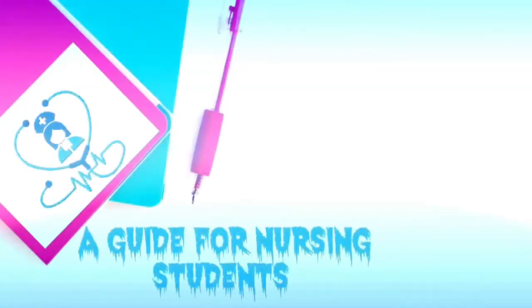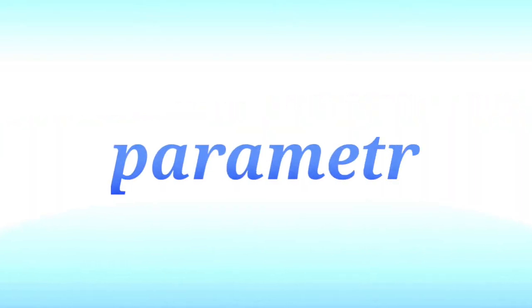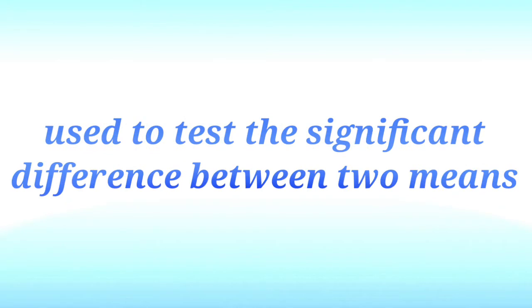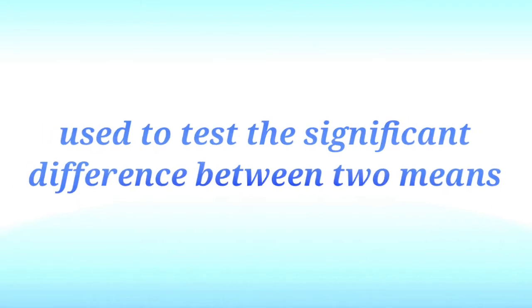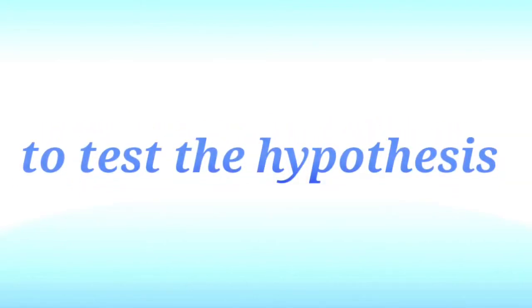Hi everyone. In this video, let's discuss unpaired t-test. So unpaired t-test is a parametric test. It is used to find the significant difference between two means or to test the hypothesis. Unpaired t-test is also known as independent sample t-test.